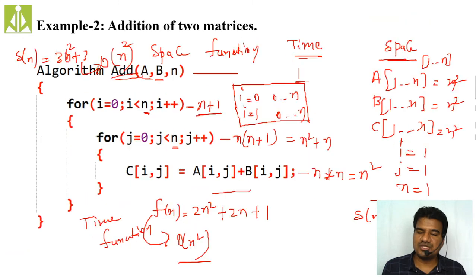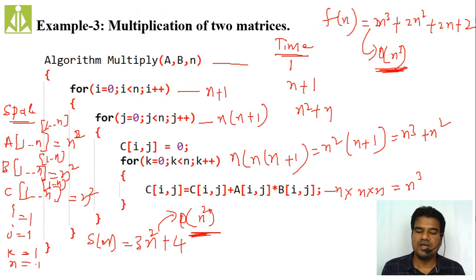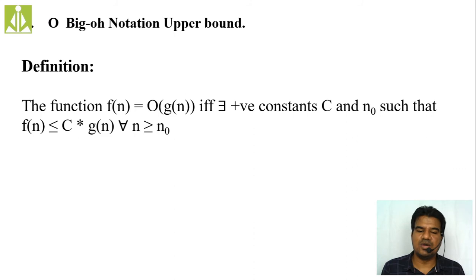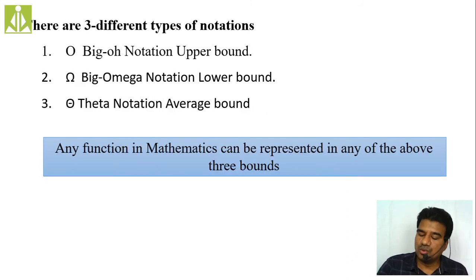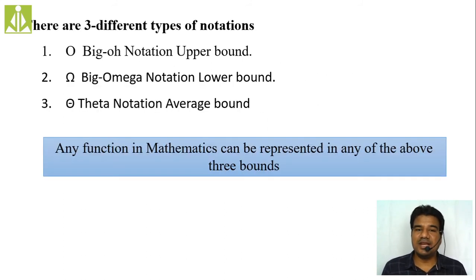In all my functions, we did the simplification only, isn't it? We got one function and we got some different order for that function. So that we will study over here. So to do that simplification or to categorize our time functions, we use these asymptotic notations. Hope you understood. So there are three different types of asymptotic notations we have.